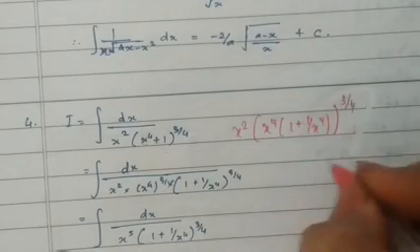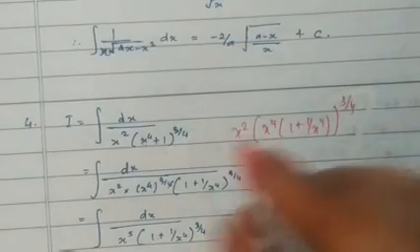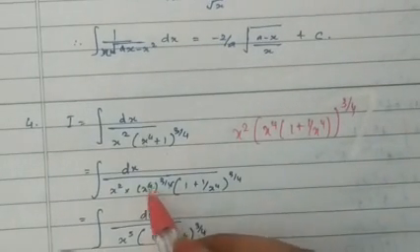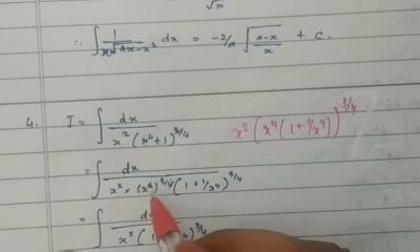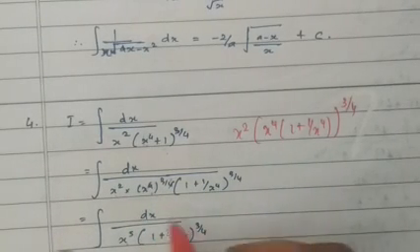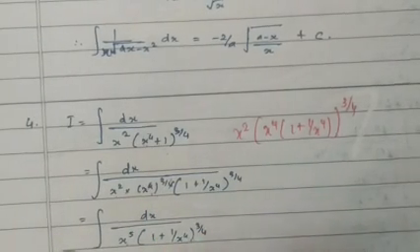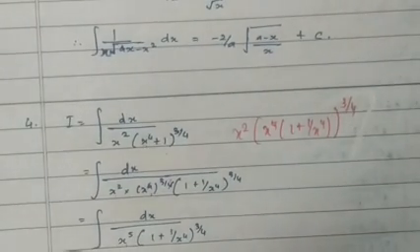(ab) the whole power m can be written as a power m into b power m. So we are writing like this. Therefore this 4 and 4 will go off. You will get x squared into x cube is nothing but x power 5. And you will have 1 plus 1 by x power 4 the whole power 3 by 4.